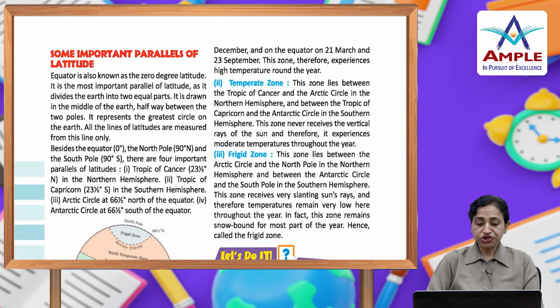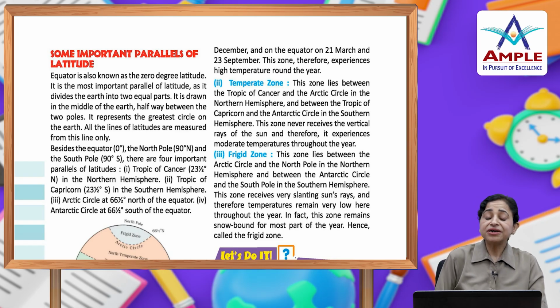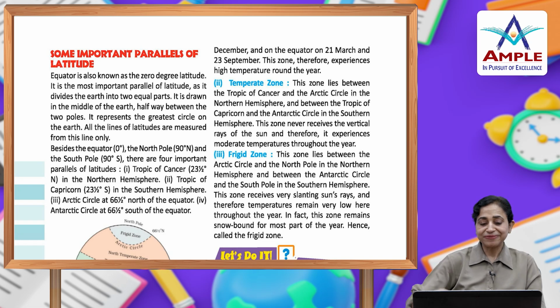Besides the equator, yani 0-degree, the North Pole 90-degree N and the South Pole 90-degree S, there are four important parallels of latitudes. One is Tropic of Cancer 23.5 degree north, in the northern hemisphere, and Tropic of Capricorn, which is 23.5 degree south, okay, in the southern hemisphere. Then third one is Arctic Circle at 66.5 degrees north of the equator. And fourth one is Antarctic Circle at 66.5 degrees south of the equator.